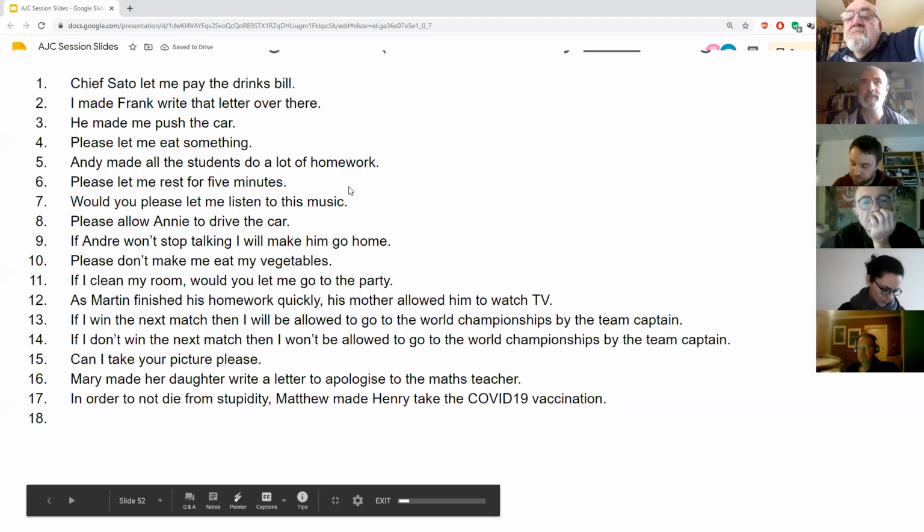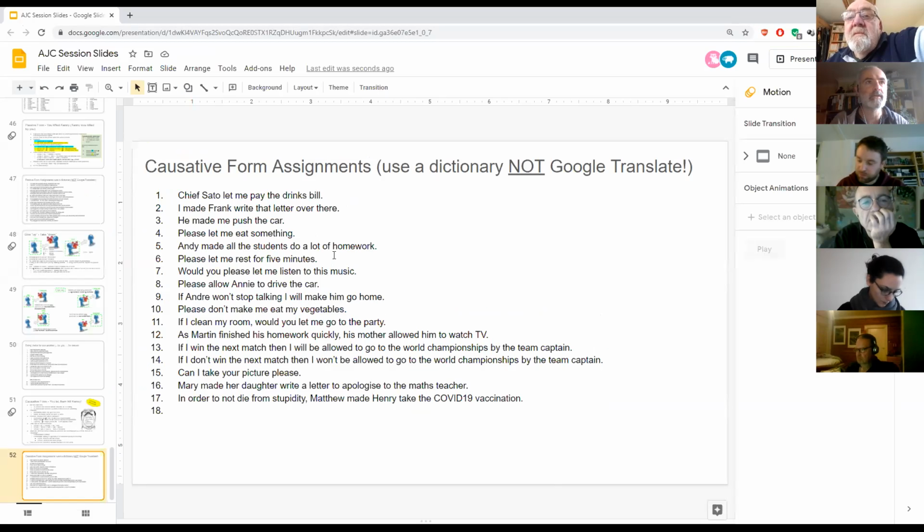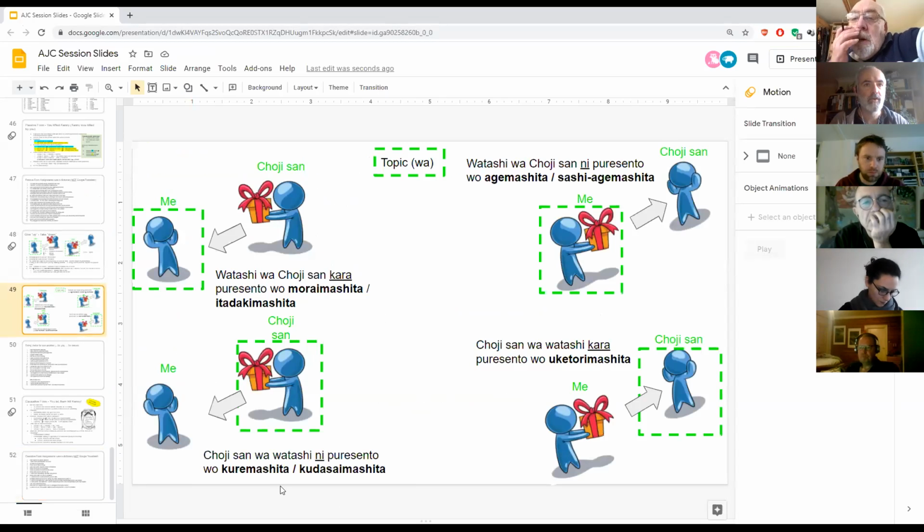Because what we should recognize, if I just stop the presentation a second, is that this format here, this bottom left one, is going to be the format that we should use, the simplest one, if somebody is allowing you to do something, because it's got the ga or the wa as the person who's doing the allowing, and it's got ni, marking you, as the person who is receiving the allowing. So this is the perfect one to use. So using kuremashita or kudasaimashita. Okay.